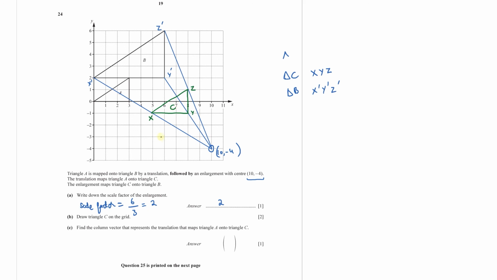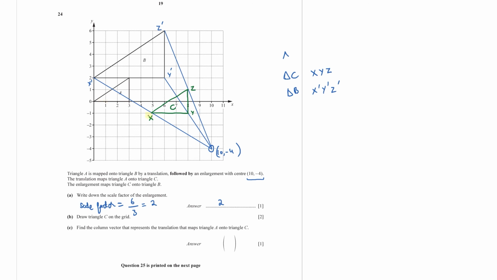So this is how you get your triangle C. You connect your image with the center of enlargement, and you know that the lines connecting with the center of enlargement and your original triangle will have the vertices on the same line. So this was x prime, and the point x lies on this line here. Point y lies on this line here. Point z lies on this line here.